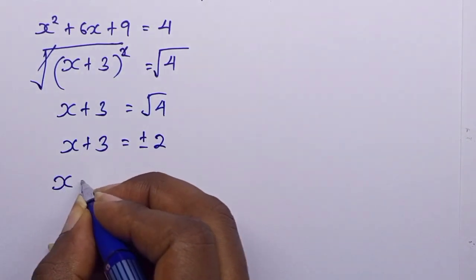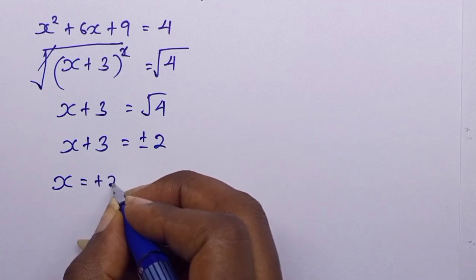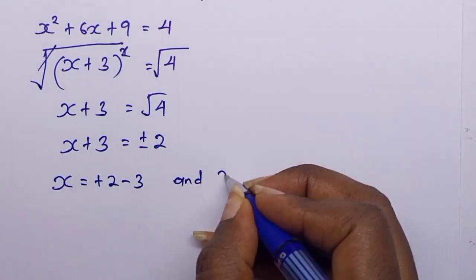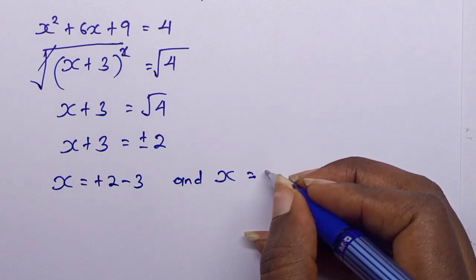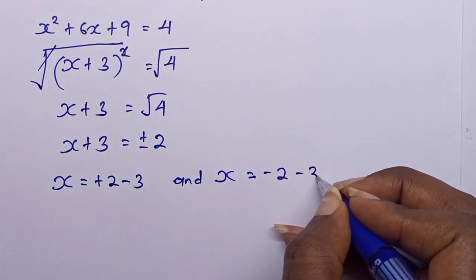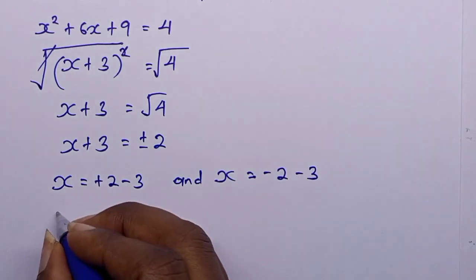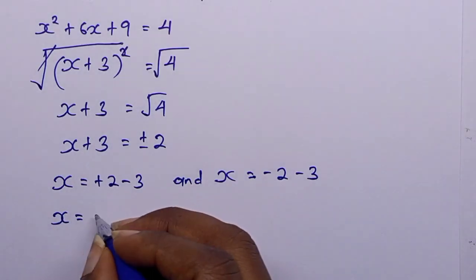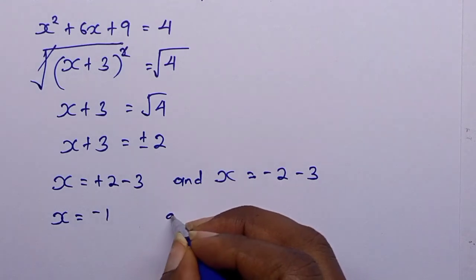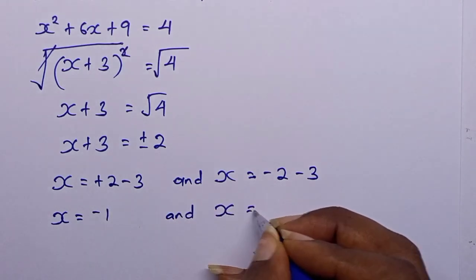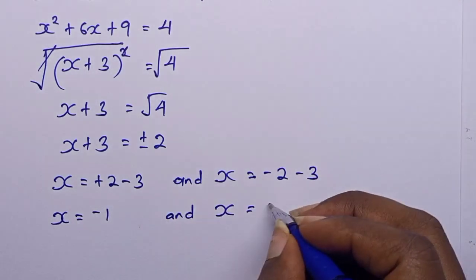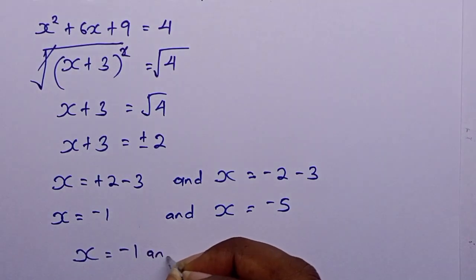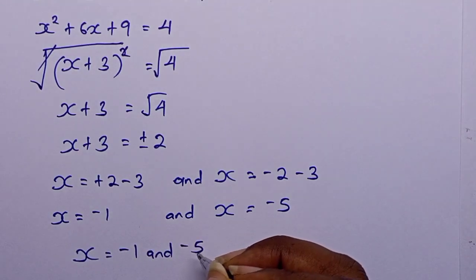So therefore x will be equal to plus 2 minus 3, and x will be equal to minus 2 minus 3. So for this side, x is equal to 2 minus 3, which gives us minus 1, and x is equal to minus 2 minus 3, which is minus 5. Therefore, x is equal to minus 1 and minus 5.